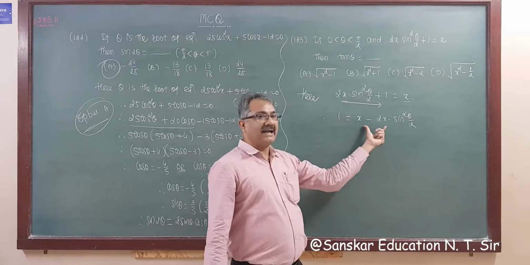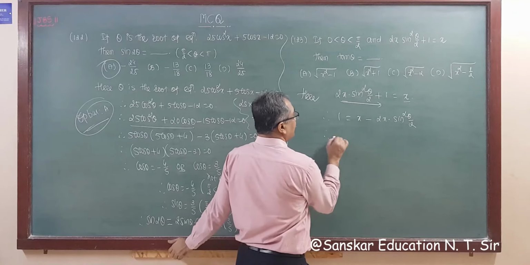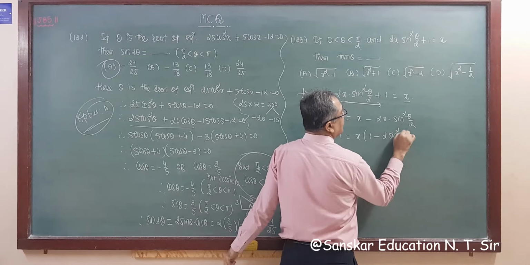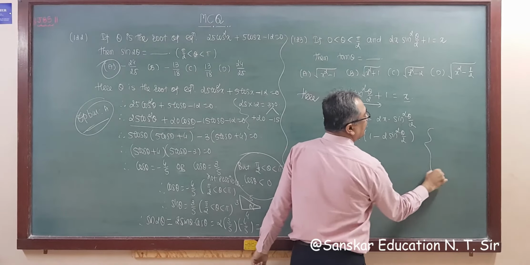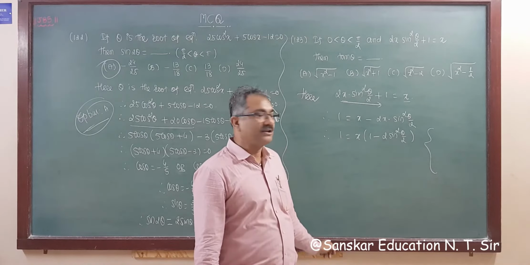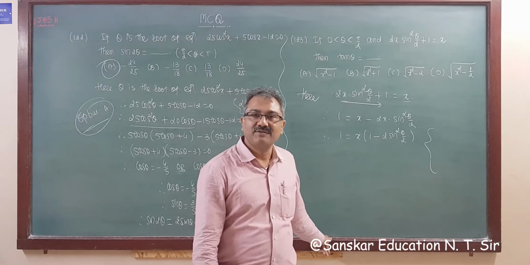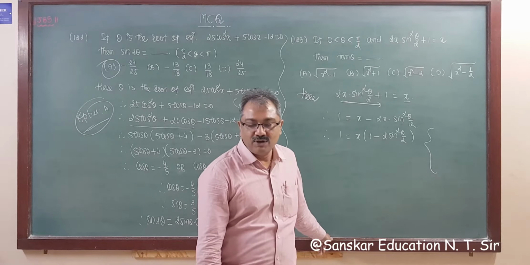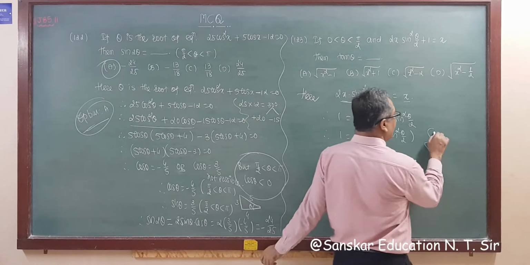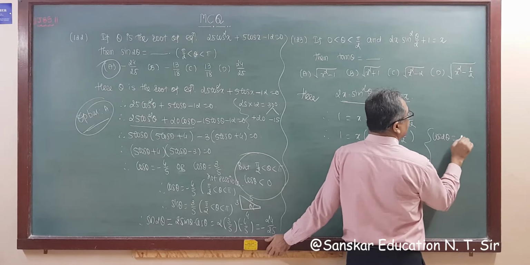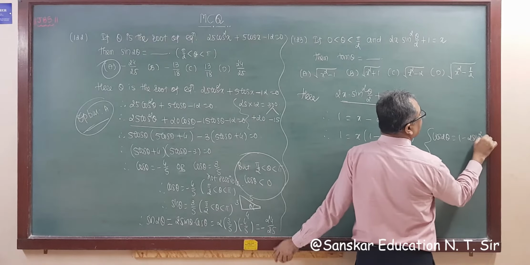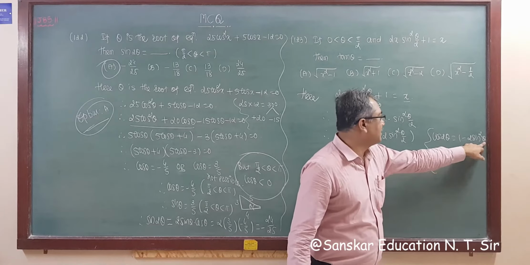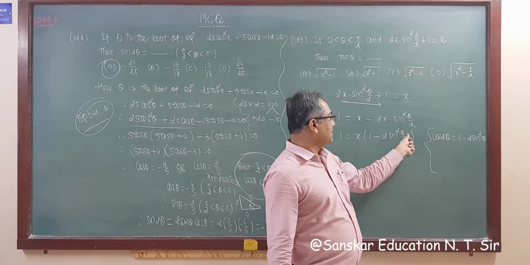Now taking x common, we get 1 is equal to x times (1 minus 2 sine square theta by 2). Now we have the formula 1 minus 2 sine square theta. 1 minus 2 sine square theta is the formula of cos 2 theta, right? Because cos 2 theta is 1 minus 2 sine square theta, so if it is 1 minus 2 sine square theta, then theta becomes theta by 2 here.